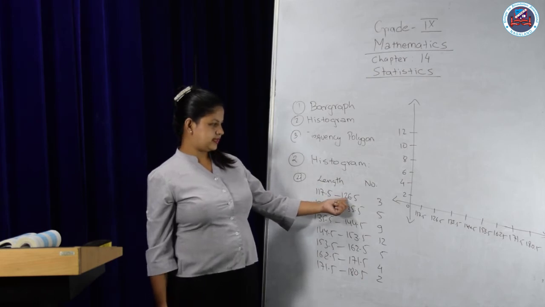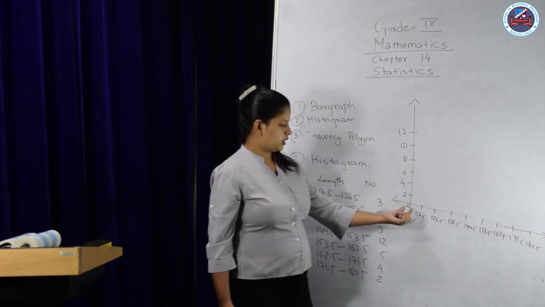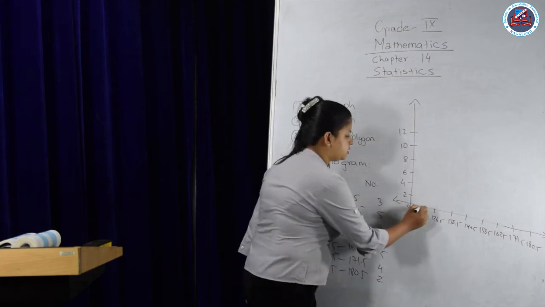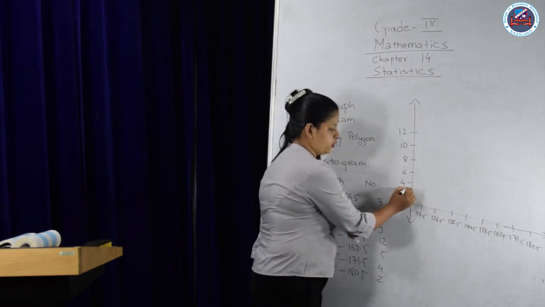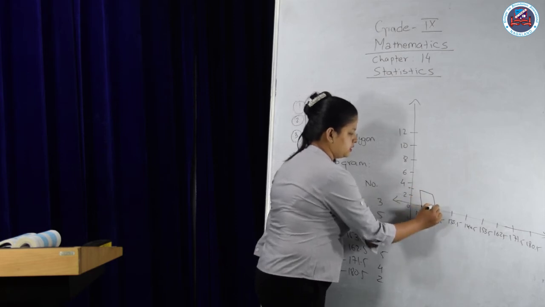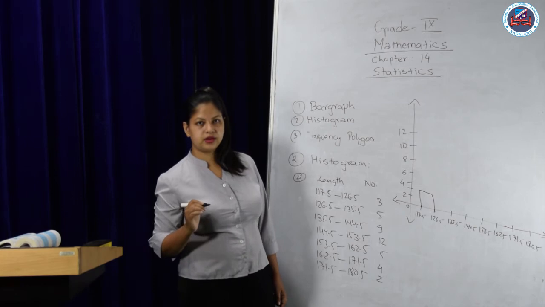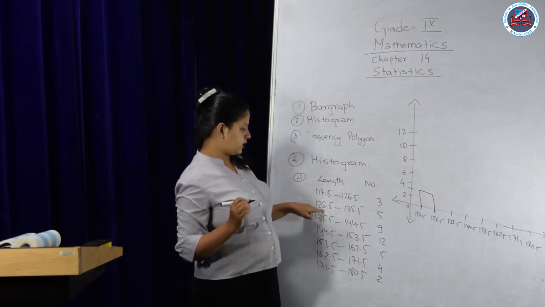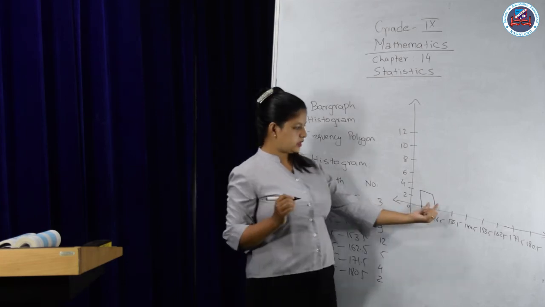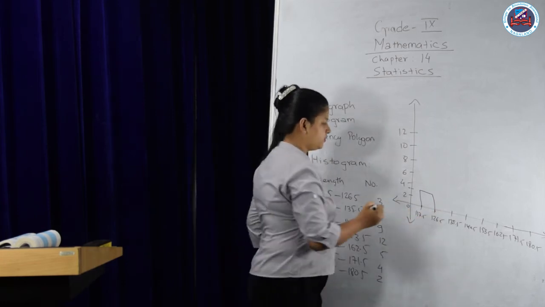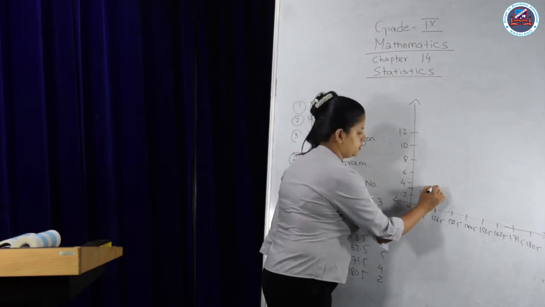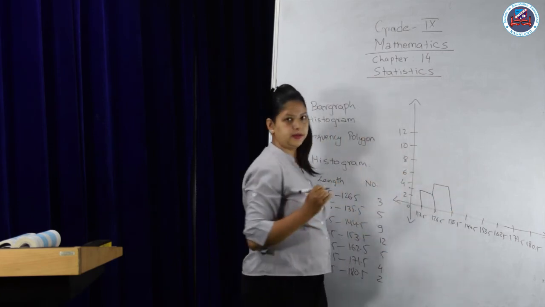Now 117.5 till 126.5 is 3. So from 117 to 126 is this, and you go up till 3. 3 will lie between 2 and 4. In the middle there will be a little bit of a dark line. So till there, make the graph like this. Second one is 126 till 135.5, which is 5. That means the same data till 5. 5 will lie between 4 to 6. So in the middlemost part like this.